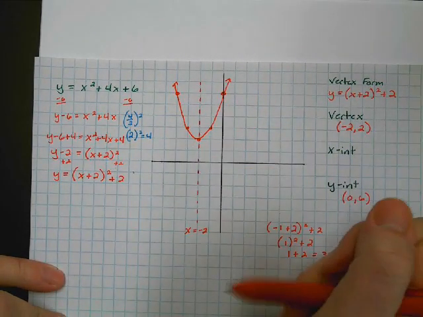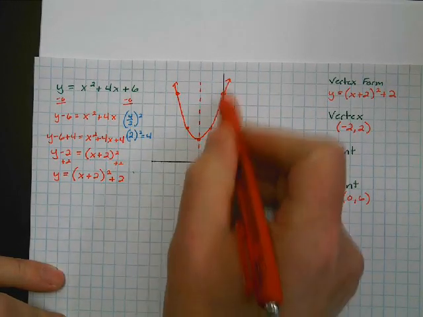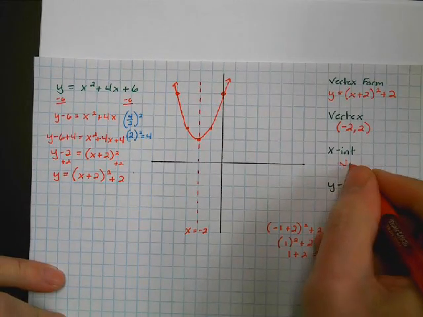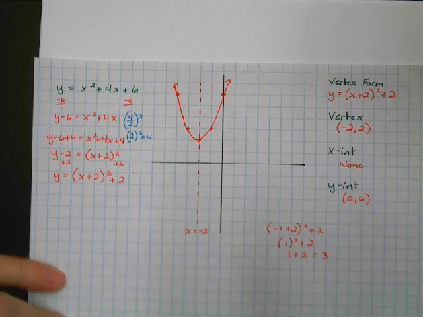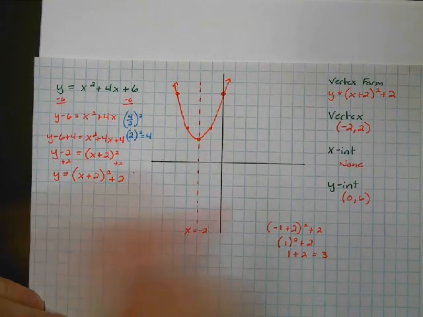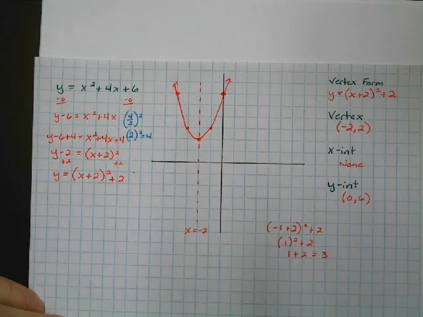Anyways, so we got our parabola right there. Beautiful. Now, where are our x-intercepts? Well, this thing turns around before it ever gets to the x-axis. So there are none. So on this particular quadratic, there are no x-intercepts because our parabola never gets to the x-axis.